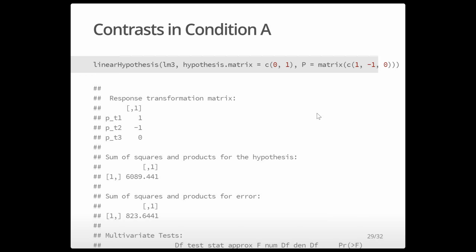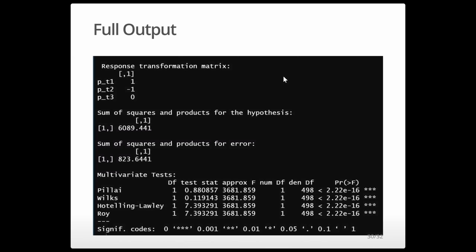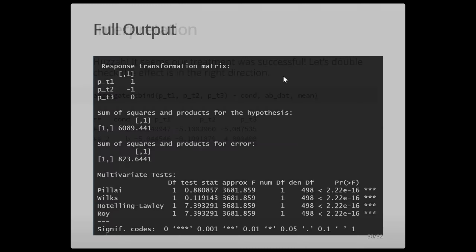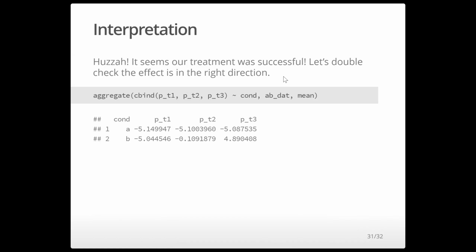And so now we're going to look at condition B. That should say condition B, not condition A. And so we're going to switch it over to condition B. And we see this is significant. So it does seem like our treatment was successful.